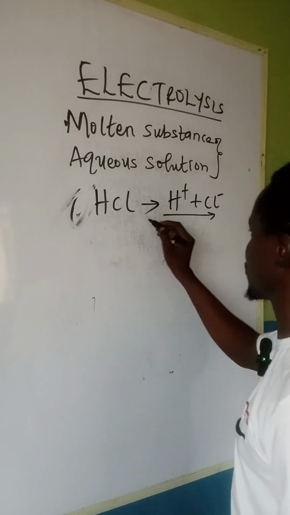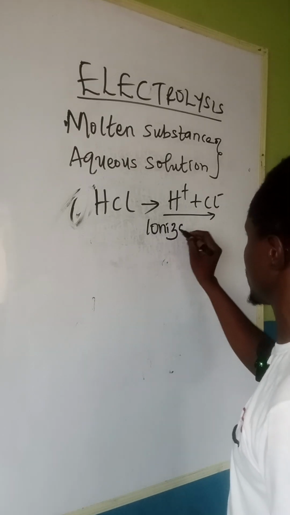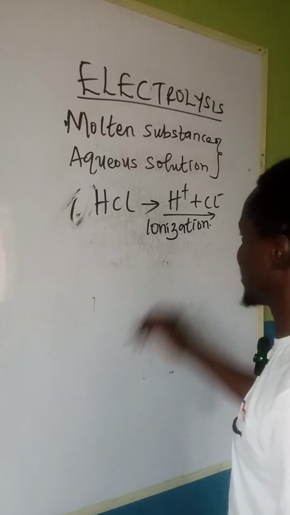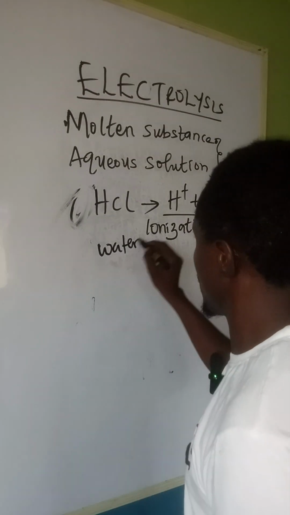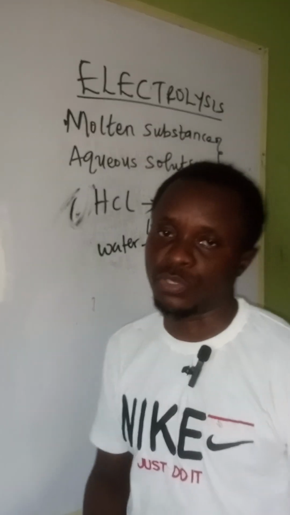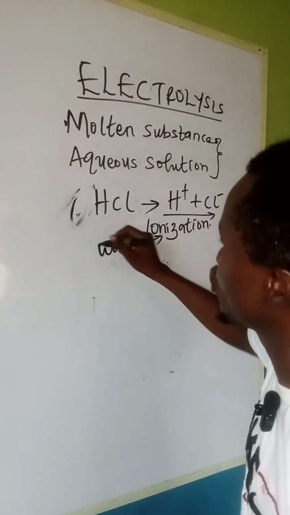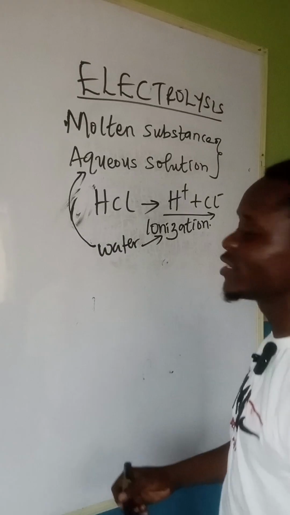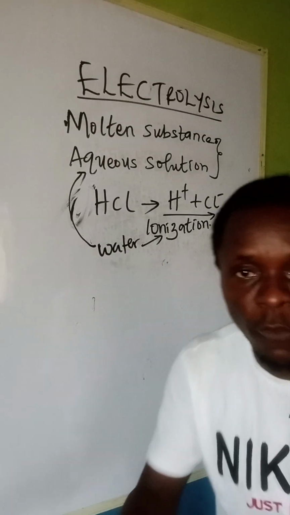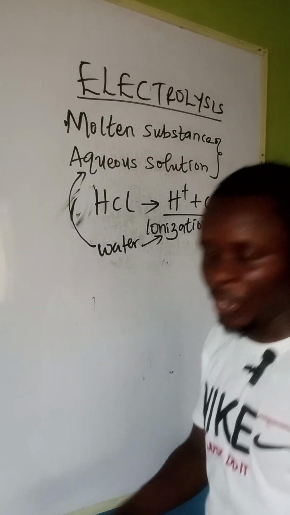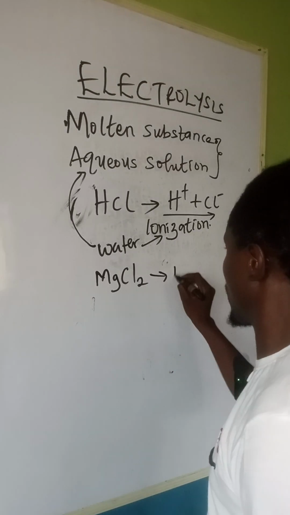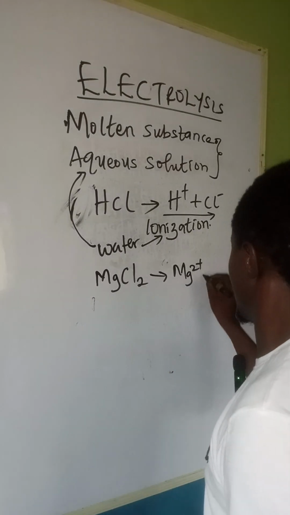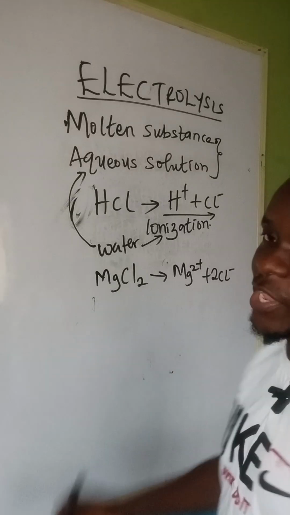We call this process ionization. So we can say that without water, we cannot have ionization. So an aqueous solution is formed when the solid is dissolved in water. We can use our magnesium chloride as well. So we have our magnesium ion plus our chloride ion.